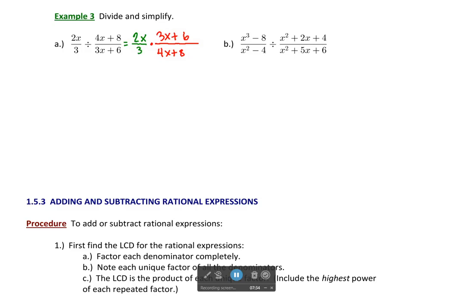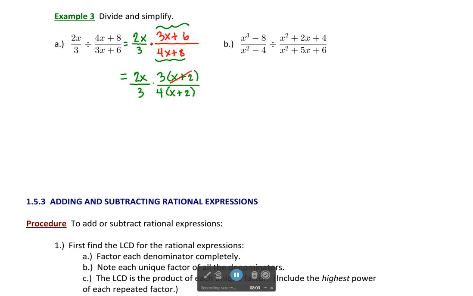Our next goal is to factor each numerator and denominator completely. Well, the first fraction is already reduced as far as possible. My second numerator here, we have a greatest common factor of 3. So if we take that out, that leaves behind an x plus 2. In the denominator, we have a greatest common factor of 4. So we can take that out, and that leaves behind an x plus 2.